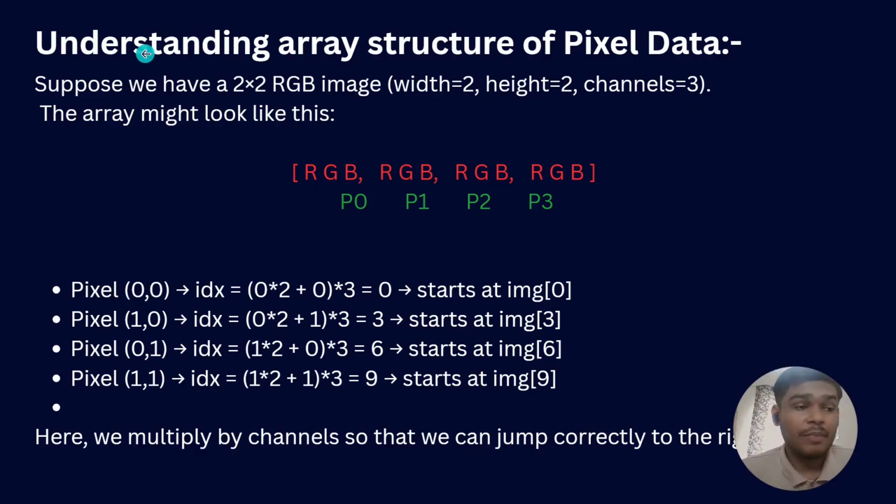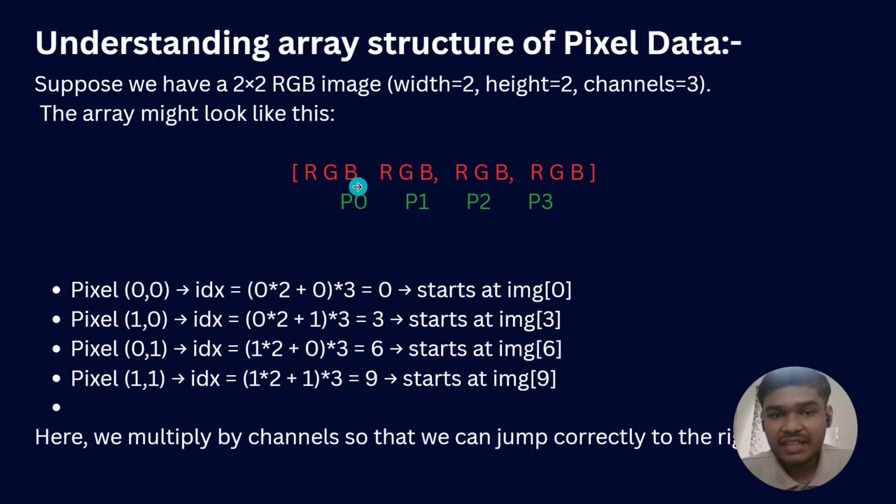Now, moving ahead, we need to understand the array structure of pixel data, meaning in what format the pixel data is stored in the array. Suppose we have a 2 by 2 RGB image, which has a width of 2, height of 2, and 3 channels. 3 channels means RGB: red, green, blue only. The array might look like this: pixel 0, pixel 1, pixel 2, pixel 3, because our array indexing begins from 0.